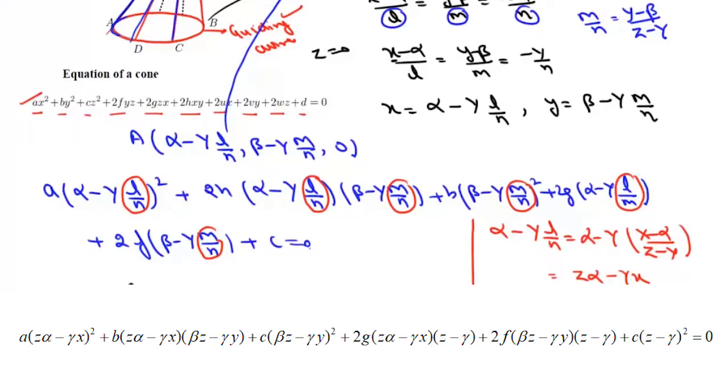now we simplify this equation, and we'll get this equation in terms of x square, y square, z square. Then we'll also have yz, xz, xy, and then x, y, z plus a constant term. So basically the standard equation of a cone will look like ax square plus by square plus cz square plus 2fyz plus 2gzx plus 2hxy plus 2ux plus 2vy plus 2wz plus d equals 0.